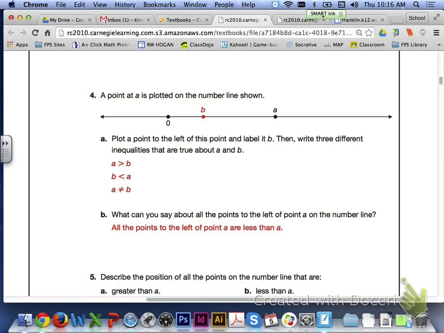For number 4, you can see where B is plotted on the number line. The 3 inequalities: A is greater than B, B is less than A, and again A is not equal to B. For letter B, you can see then that all the points to the left of point A are less than A.